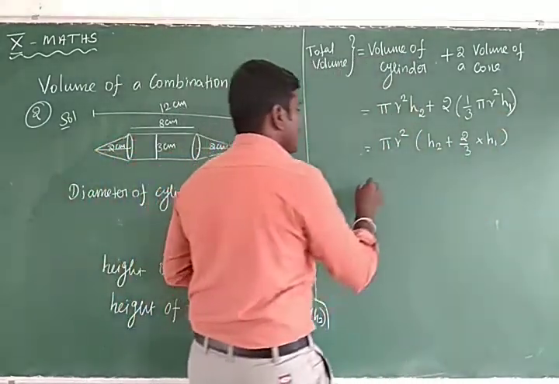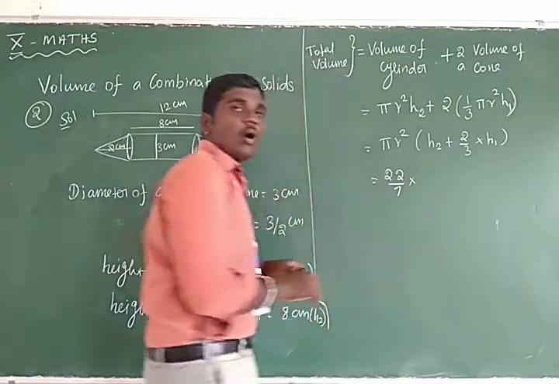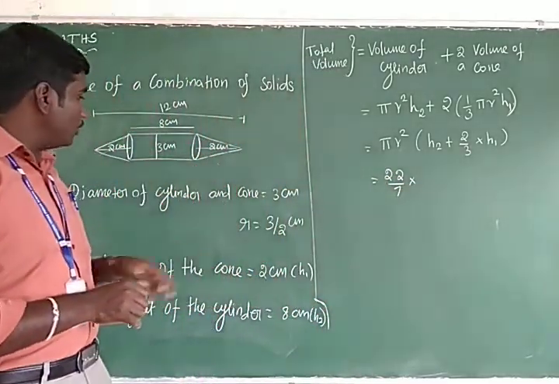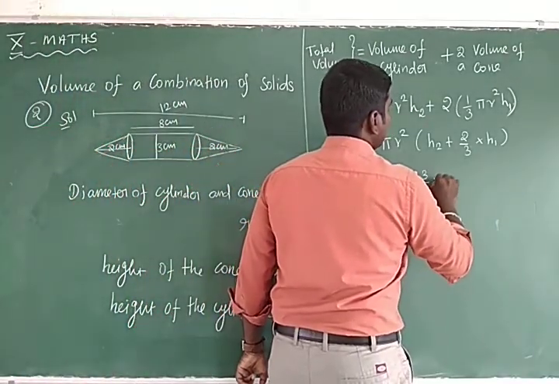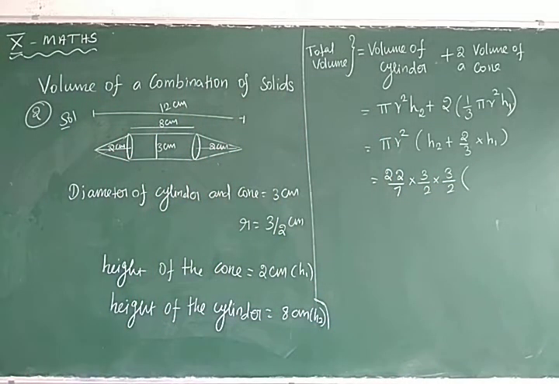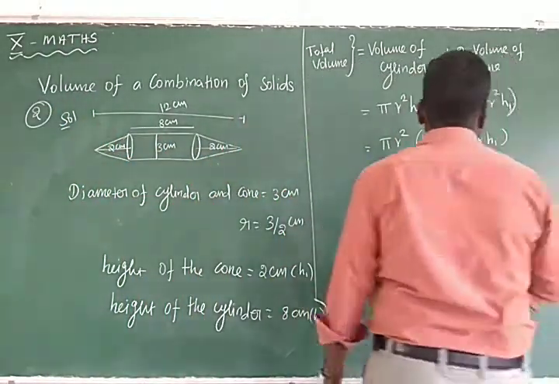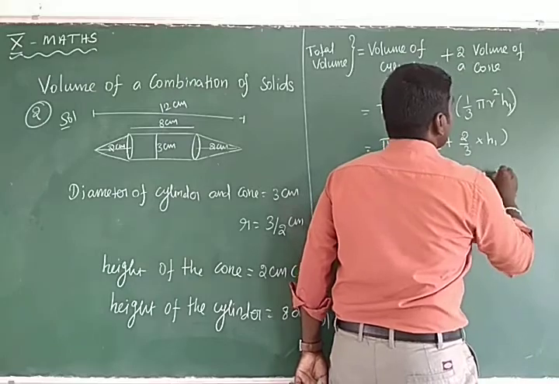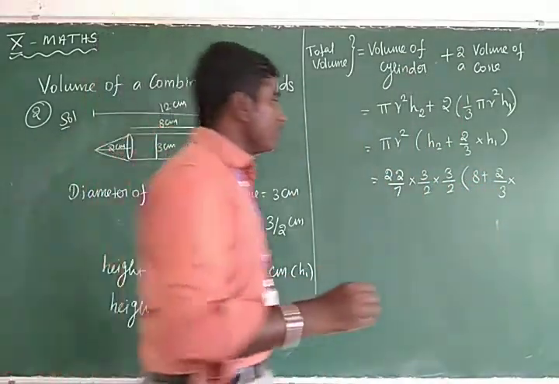Now substitute the values. Pi value 22 divided by 7, into r square. What about the r value? 3 by 2. So 3 by 2 into 3 by 2. 22 by 7 into 3 by 2 into 3 by 2. Then next the h2 value. What about h2? 8. 8 plus 2 divided by 3. Then the h1 value, 2.